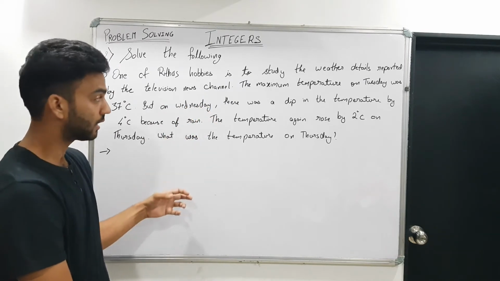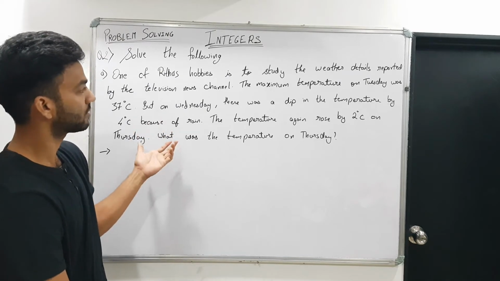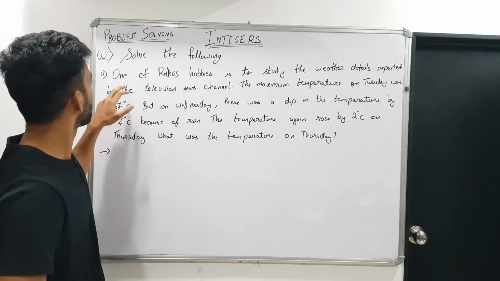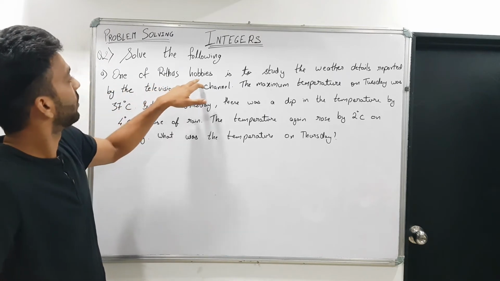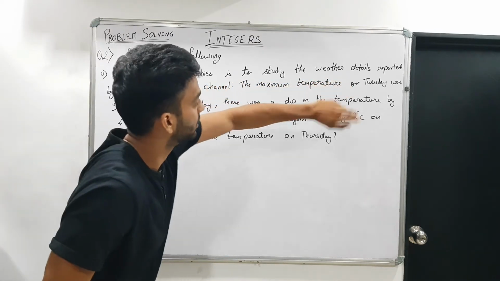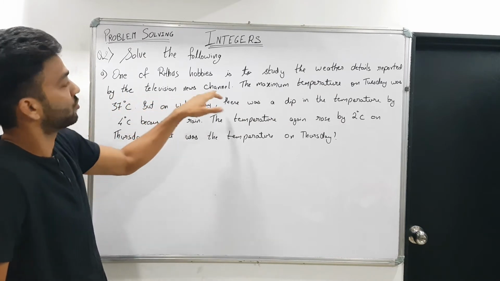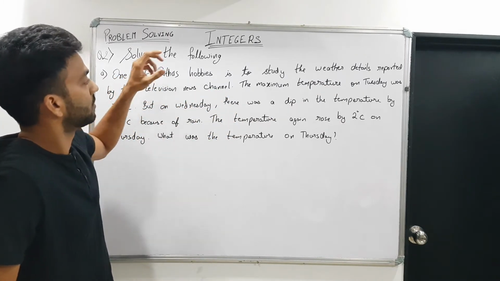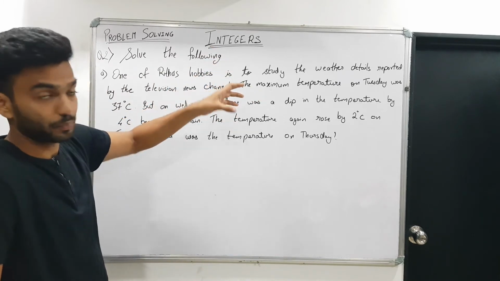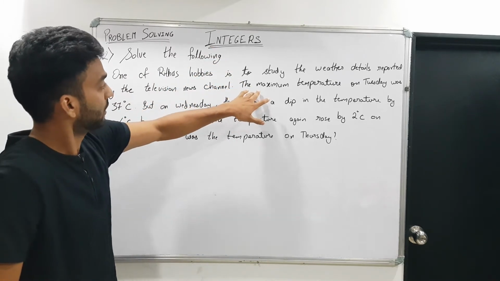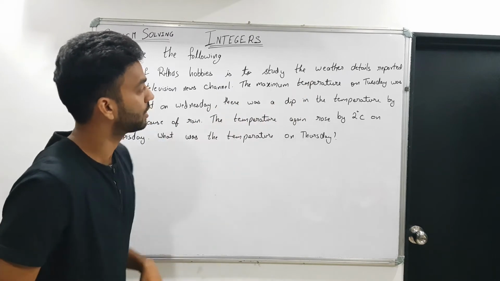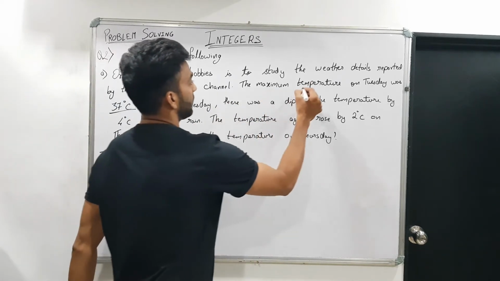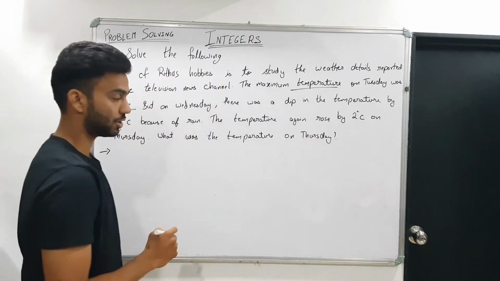So statement लिखना है, and we have to understand what we have to do with the numbers, operation क्या है. So first let's see what is given. One of Rita's hobbies is to study the weather details reported by the television news channel. Information दी है just कि this girl likes to study about the weather. दिया हुआ है the maximum temperature on Tuesday was 37 degrees Celsius. Okay. This temperature is given on Tuesday.